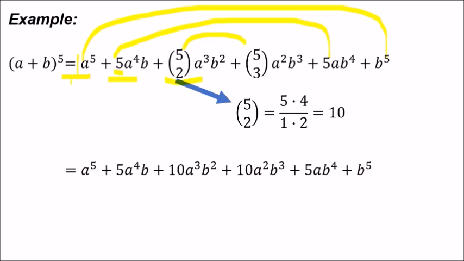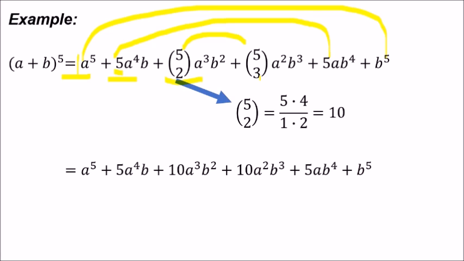First is always equal to 1 ang coefficient. Second is always equal to the n. Kung ano man yung exponent natin, yun yung ating second coefficient. Third, yun na yung gagamitan natin ng combination formula. So this is 5 combination 2. Same as 5 combination 3.